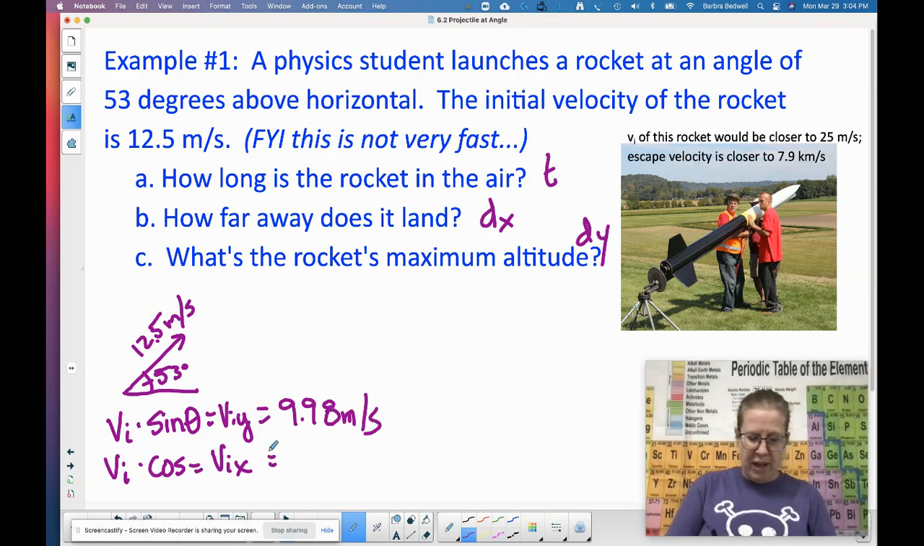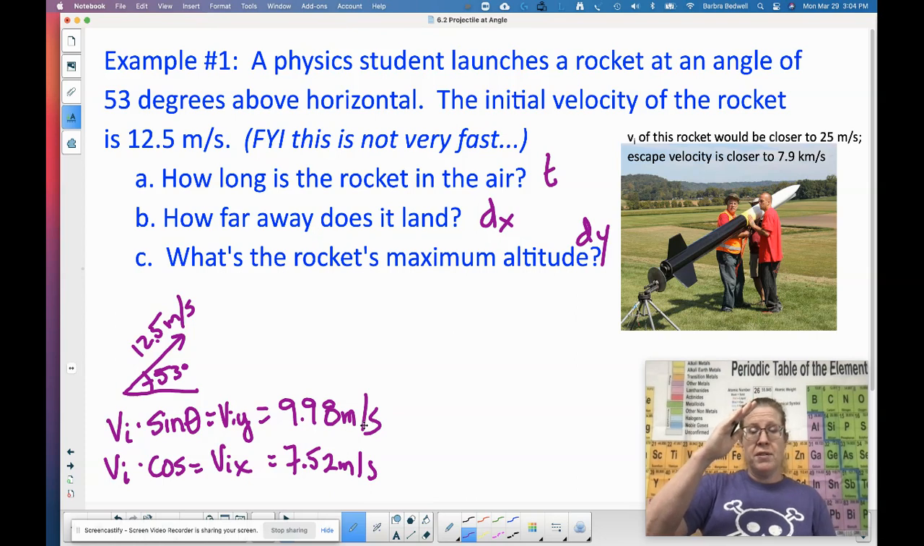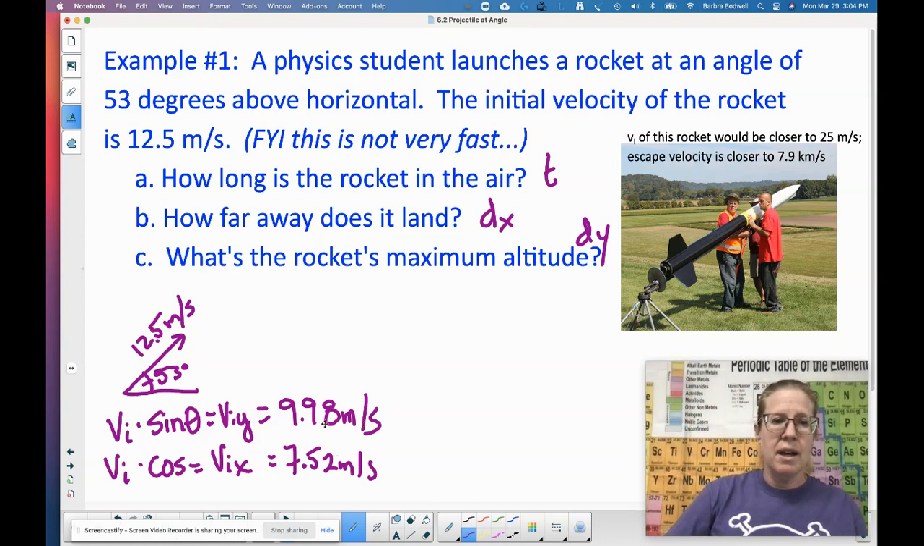VIX, 12.5 times the cosine of 53, is going to be 7.52 meters per second. And again, because our angle is above 45 degrees, it makes sense that our Y component is more vertical than it is horizontal. So these two numbers do make sense in terms of what we're doing.